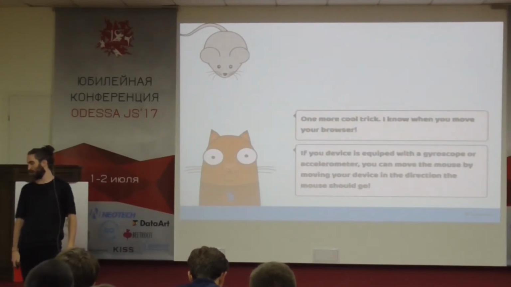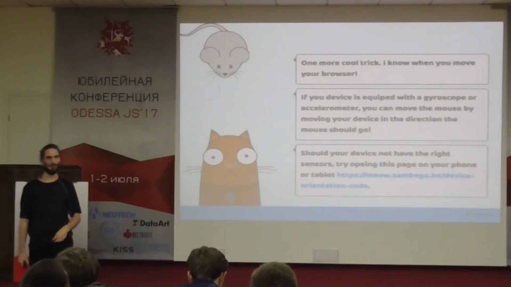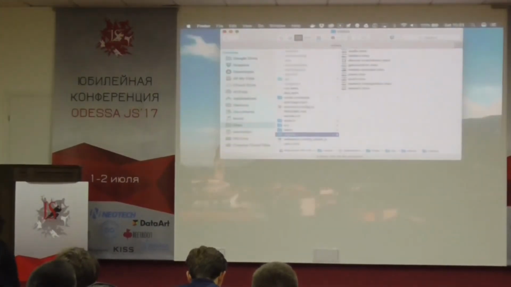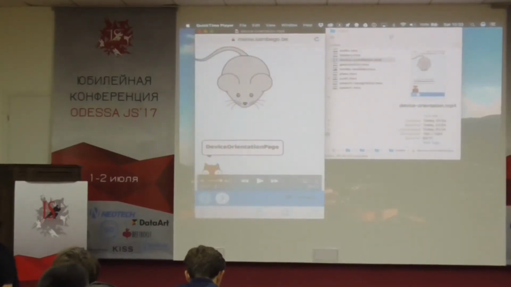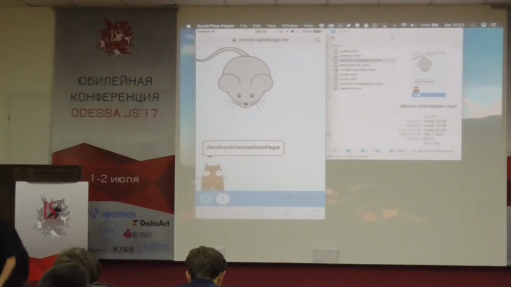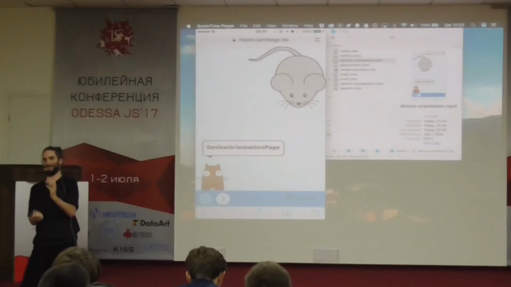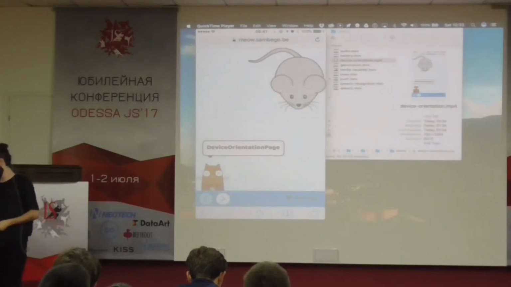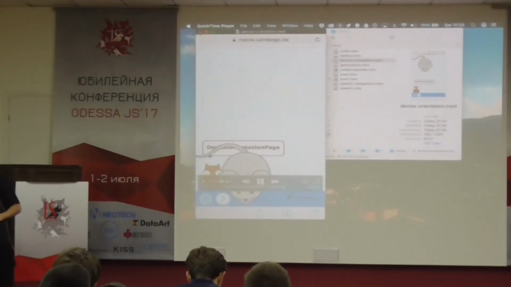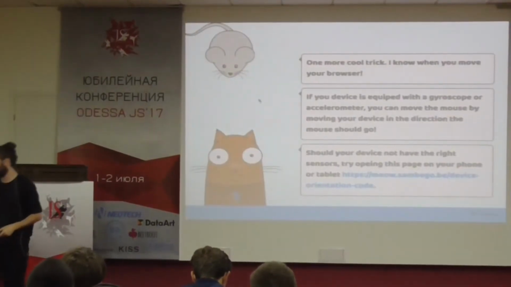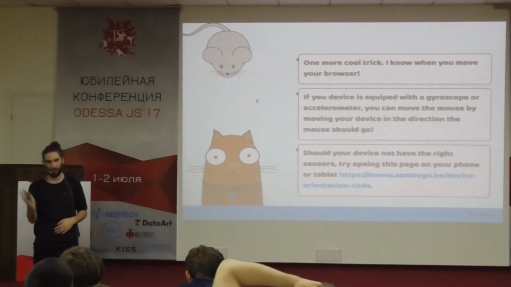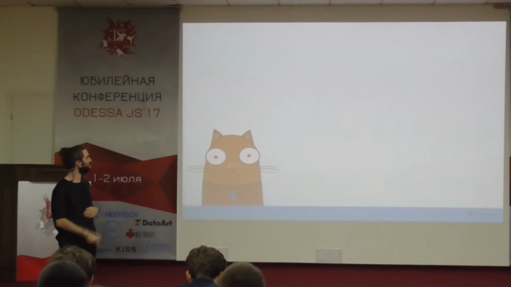But if you go to this one, you can use your phone to move the mouse on the screen. I do have a video of this, so maybe I should just show that one. This is a video of my phone, and you cannot see me tilt it, but imagine me tilting my phone in some directions, and you can see the mouse move based on how I tilt my phone. Alright, so if you want to do this, go to meow.sambego.be/deviceorientation, not code, just orientation, and you can try it yourself.